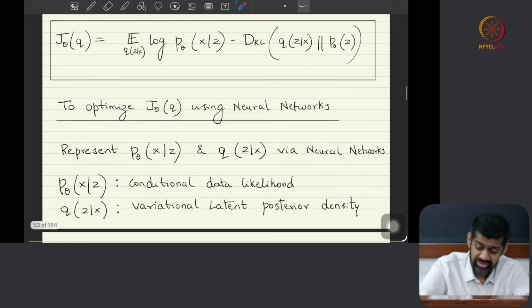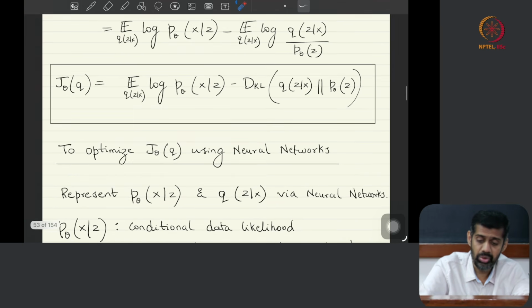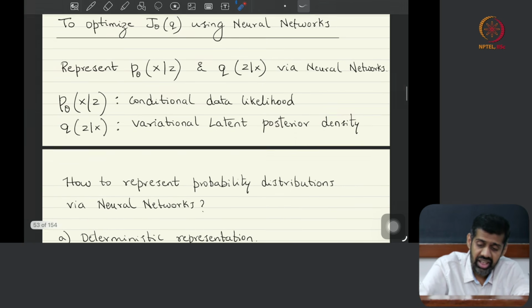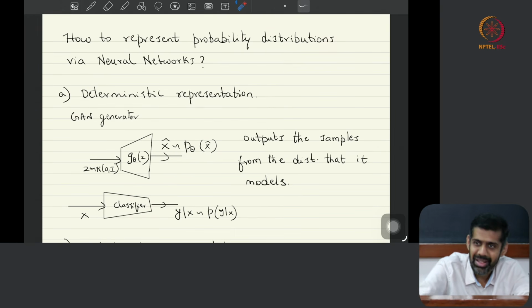Fine. Now, I stopped the last class by telling you that the whole idea in all neural latent variable models is to represent the constituent distributions that appear in the ELBO using neural networks. Remember, last class I asked you this question: what do you mean by representing a distribution using a neural network? The entire field of so called deep learning is doing this, that it represents distributions using neural networks. And what do you mean by that? I said there are two ways to do this. This is not any textbook or standard term, this is my way of saying it.